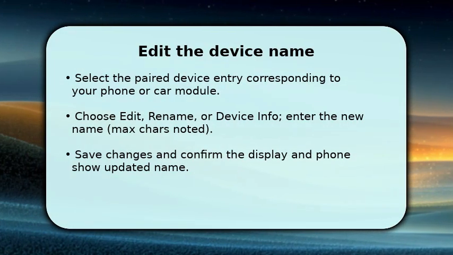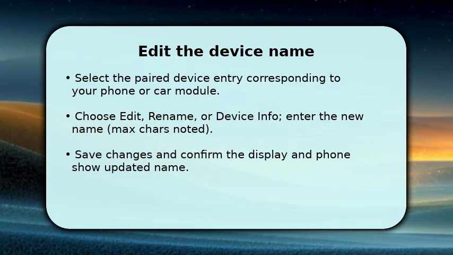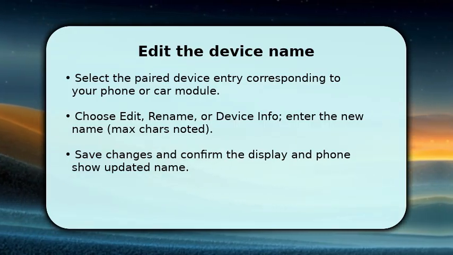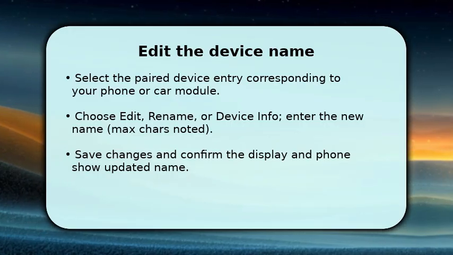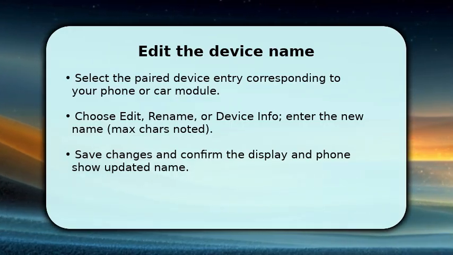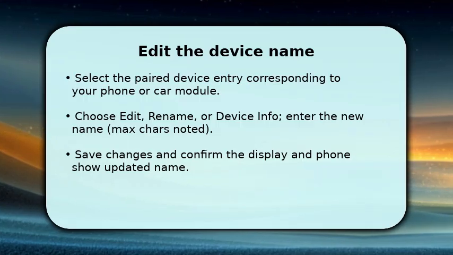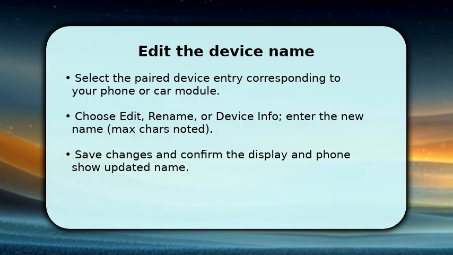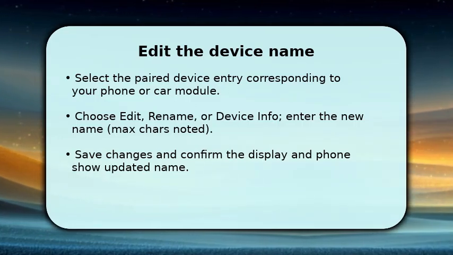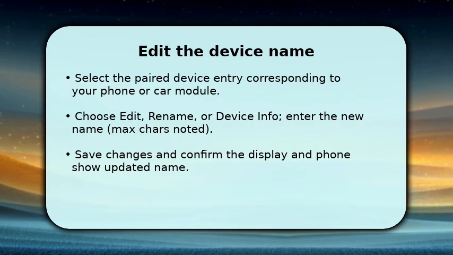Now you'll change the actual name. Select the paired entry for the phone or the vehicle module. Infotainment systems label it differently, so read each option. Tap Edit, Rename, or Device Info and type the desired name. Use simple characters and respect any character limit. Save the change. The unit often prompts to confirm. You do this to ensure the car advertises the new identifier to other devices.